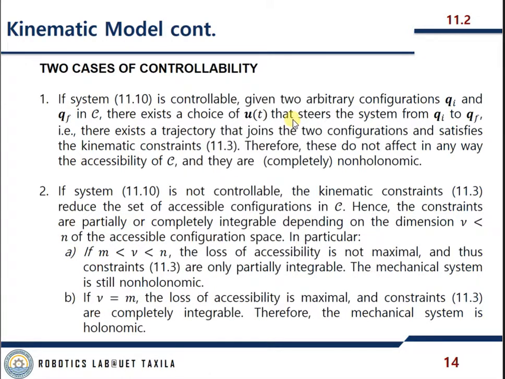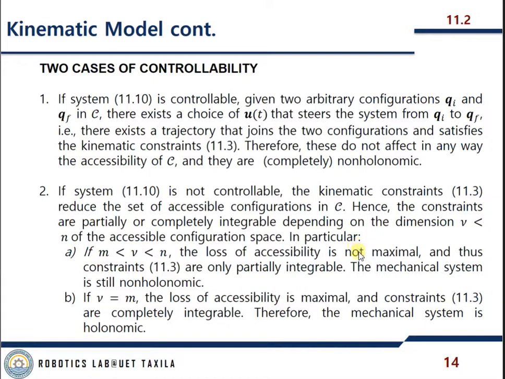So the point is, number one is completely non-holonomic, in which we can achieve the initial configuration to the final configuration by using a suitable u of t. However, if it is not controllable, it is somehow partially integrable. So the loss of accessibility is not maximal in this case, and the mechanical system is still non-holonomic. We'll discuss some examples of it.